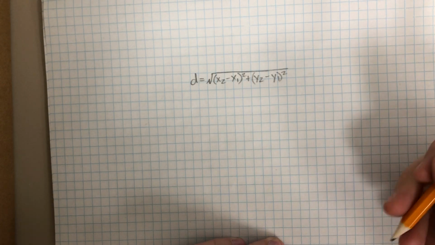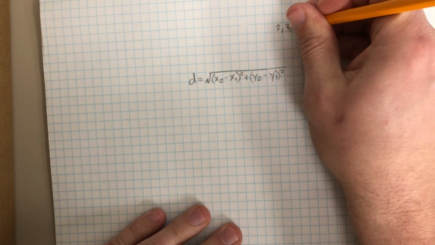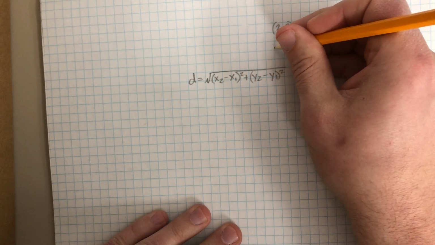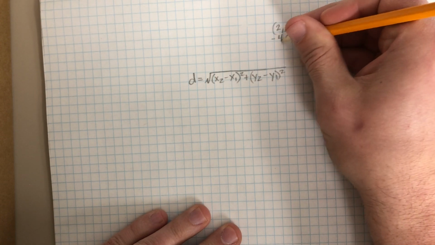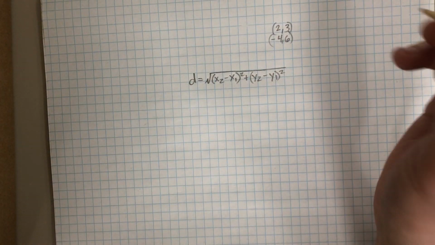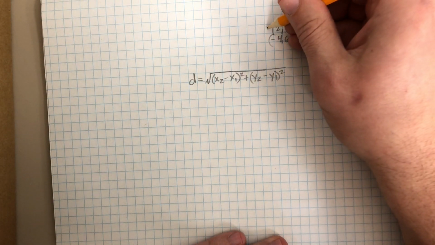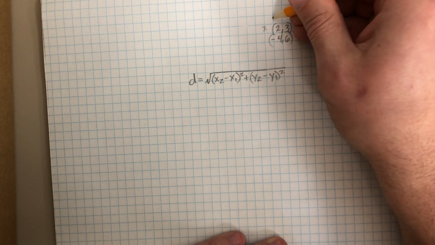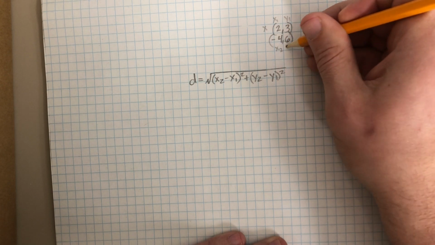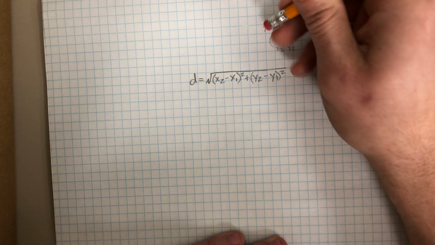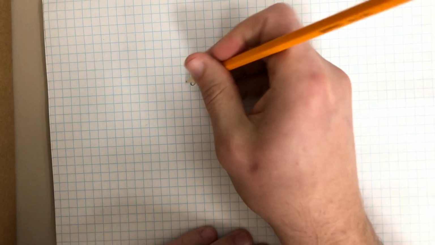So in this case, let's look at example 1. So we got point 2, 3, and we have point -4 and 6. This will be our first point, so this will be x1 and y1, and this will be x2 and y2. Really doesn't matter what order you put them in. And what we're going to solve for is d.